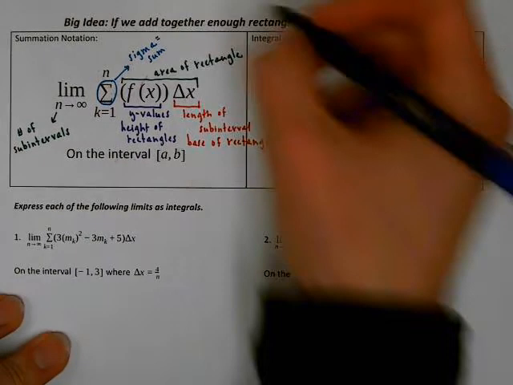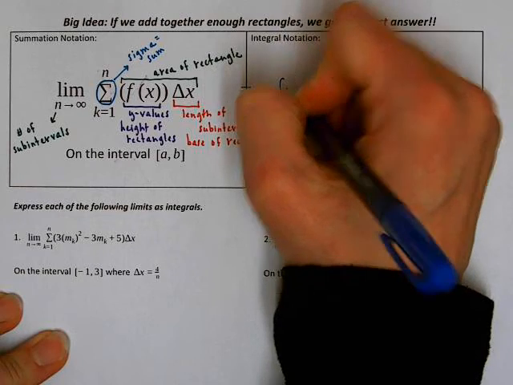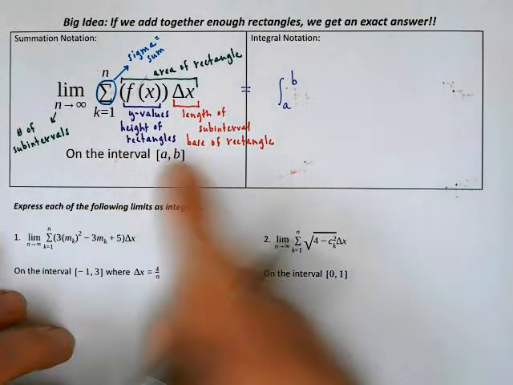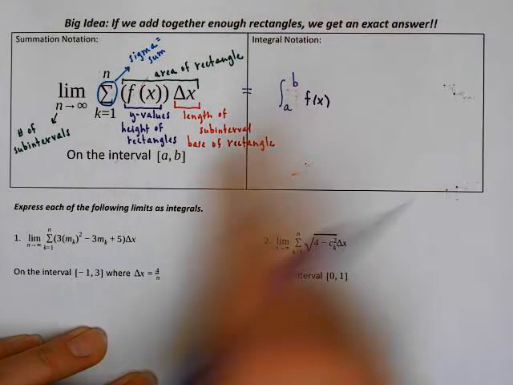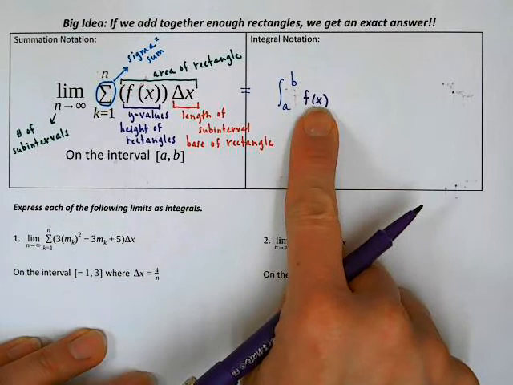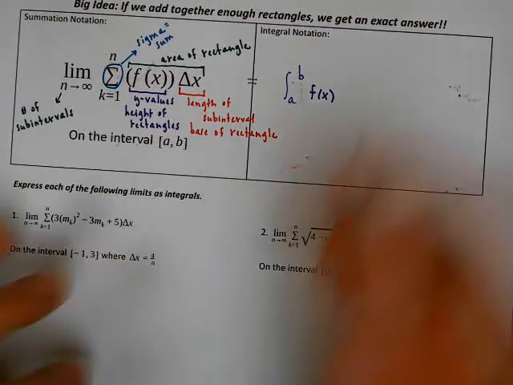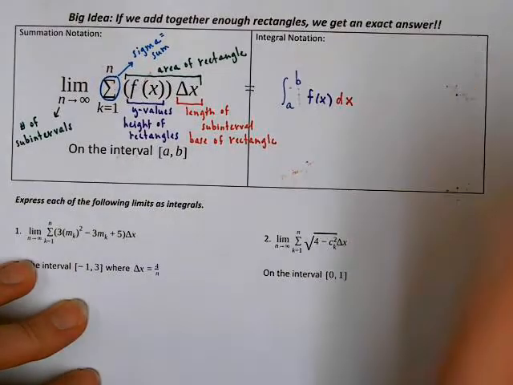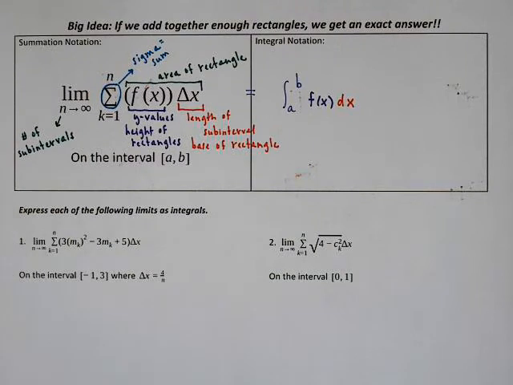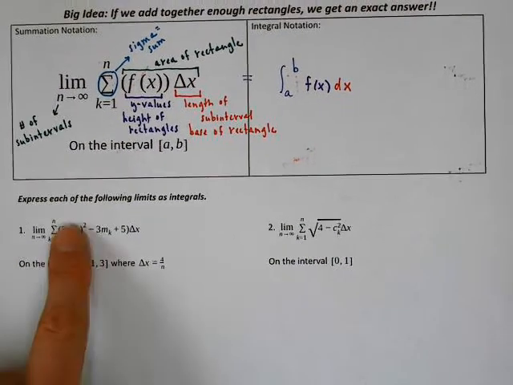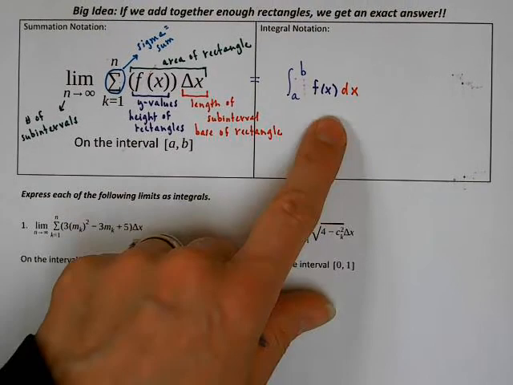And we represent that exact value using our integral notation. The integral from a to b, we get that from our interval of f of x. We still include our function, so the function carries over from summation notation, and this delta x in our integral notation becomes dx. So really the only thing we have to be able to do with that is to be able to translate from summation notation and rewrite it in integral notation.